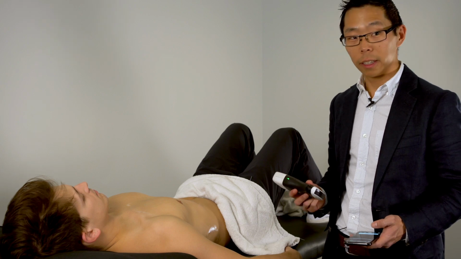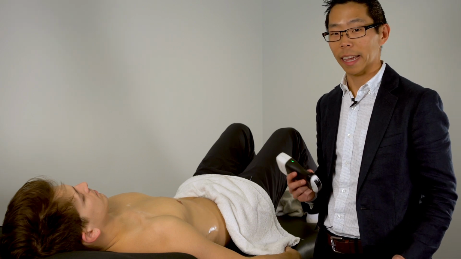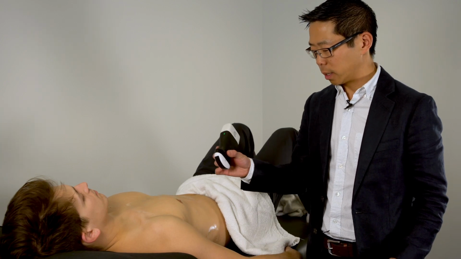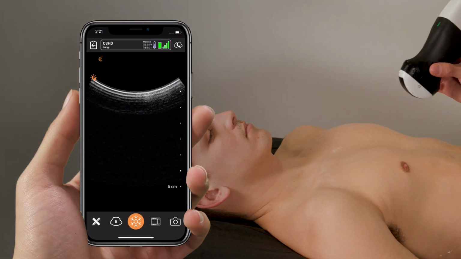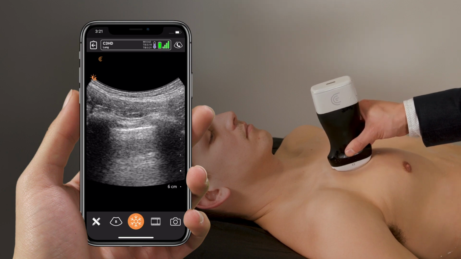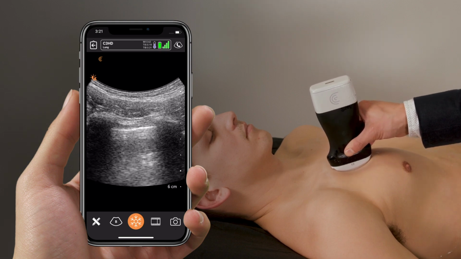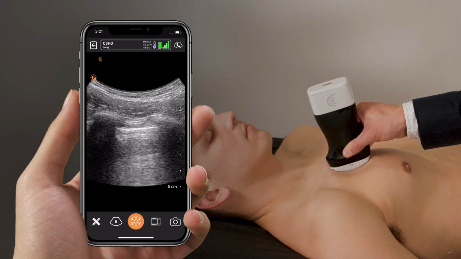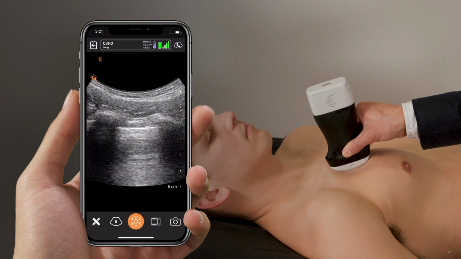To finish off the extended FAST exam, we're looking at the anterior chest to look for pneumothorax. Here we place our probe oriented in a vertical position with the marker pointing towards the patient's head. Place the probe in the mid-clavicular line, somewhere in the 3rd or 4th rib interspace. Our landmark here is the ribs, which are bright and white with black shadowing beneath.